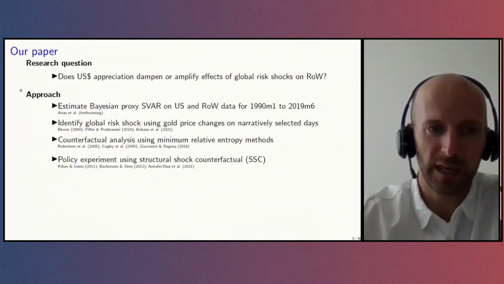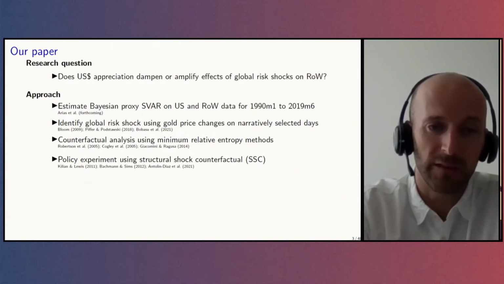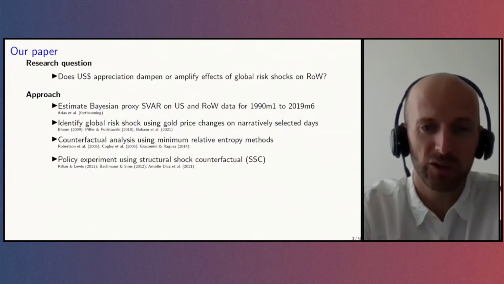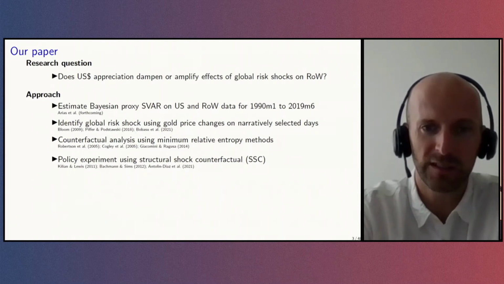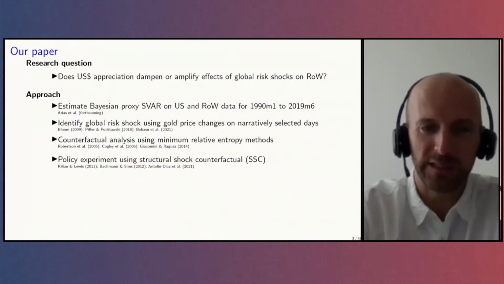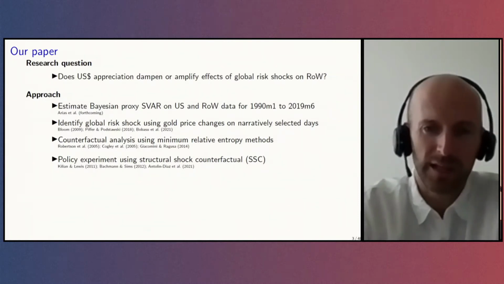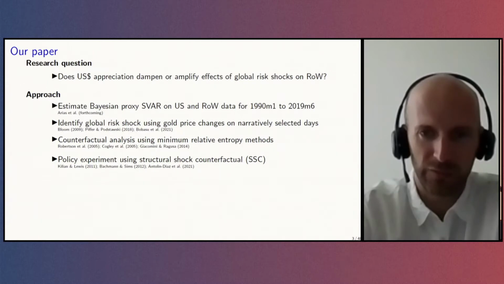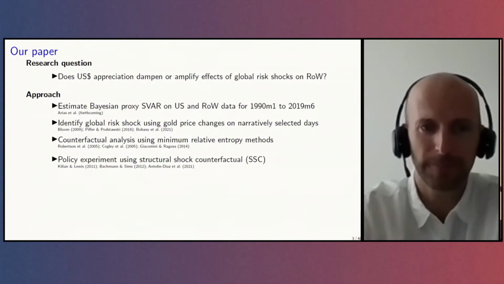The approach we take consists in bringing to the data a novel and, I think, very appealing Bayesian proxy structural VAR model for data for the US and the rest of the world over the last 30 years. In this framework, I think there's a very neat way to identify global risk shocks, and that way makes use of high frequency intra-daily changes in the price of gold, the ultimate safe asset, on narratively selected days that are arguably related to global risk events. I'm going to talk about this as well later on in more detail.